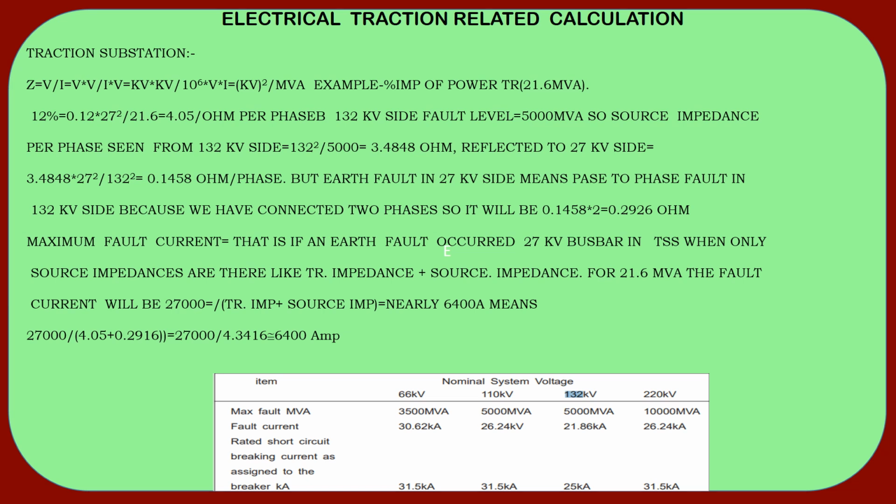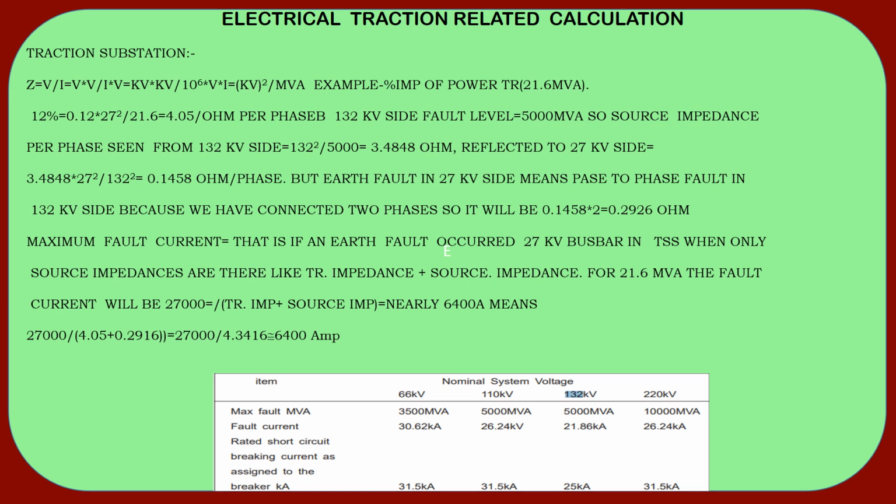OHE impedance will not be there, because the earth fault is in the traction substation and the fault current will bypass the OHE and locomotive. Our rule is that current will flow through the shortest route of low impedance, so it will not go for the higher impedance. It will flow straight from busbar to earth and from earth to the transformer earth, and it will be the maximum fault current.